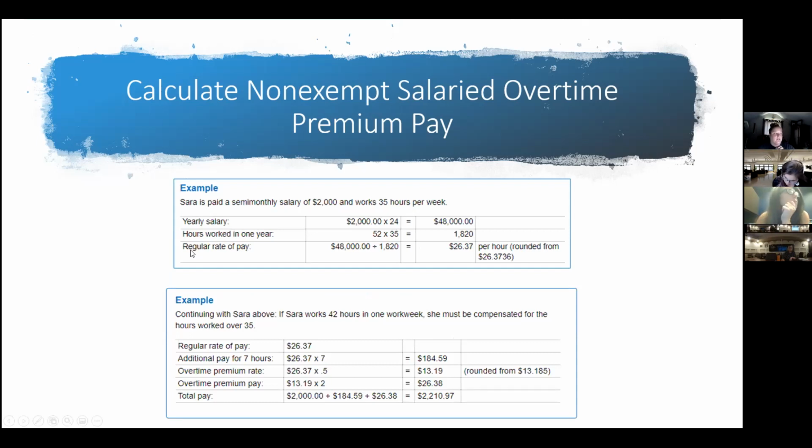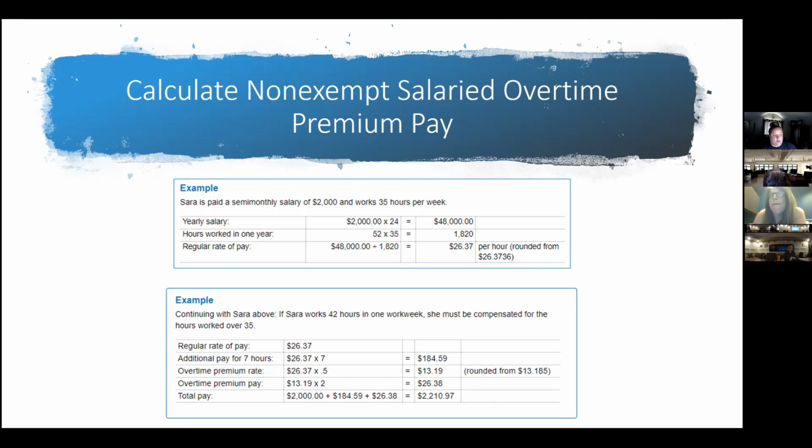All right, so let's look at a salaried non-exempt person and overtime pay. So Sarah is paid semi-monthly and she gets $2,000 semi-monthly and she works 35 hours per week. So if she's paid semi-monthly, she's paid twice a month. There are 12 months in a year. 12 times 2 times per month is 24. So she's going to earn $2,000 24 times a year. So her annual salary is $48,000 a year.